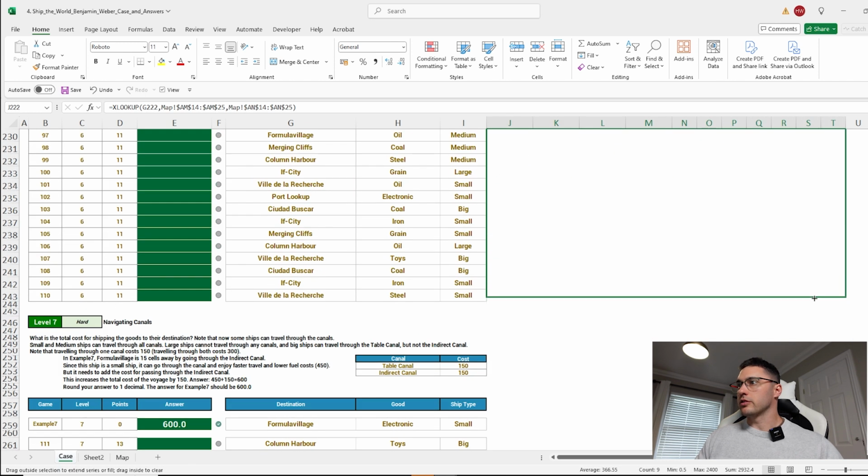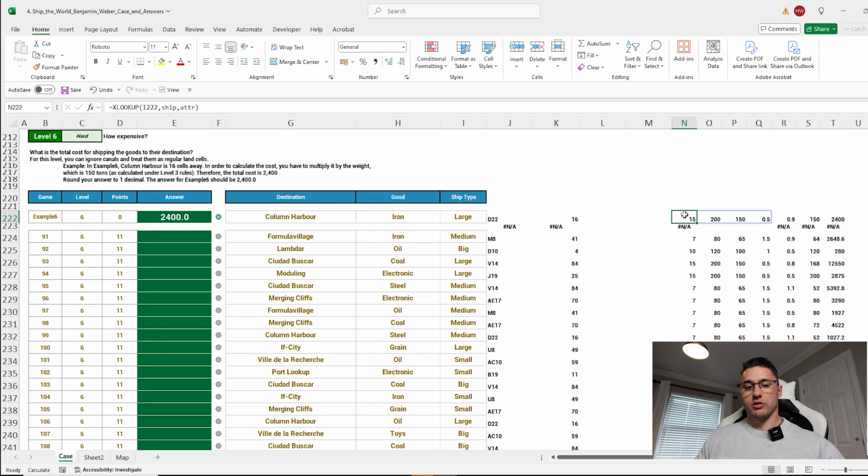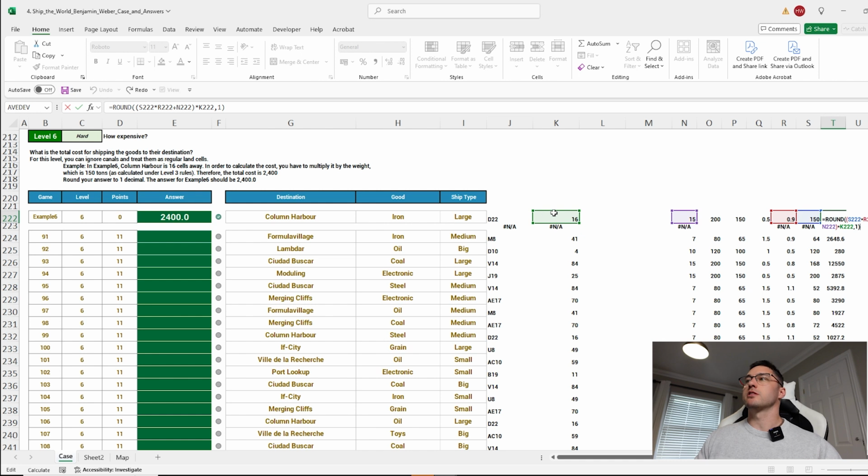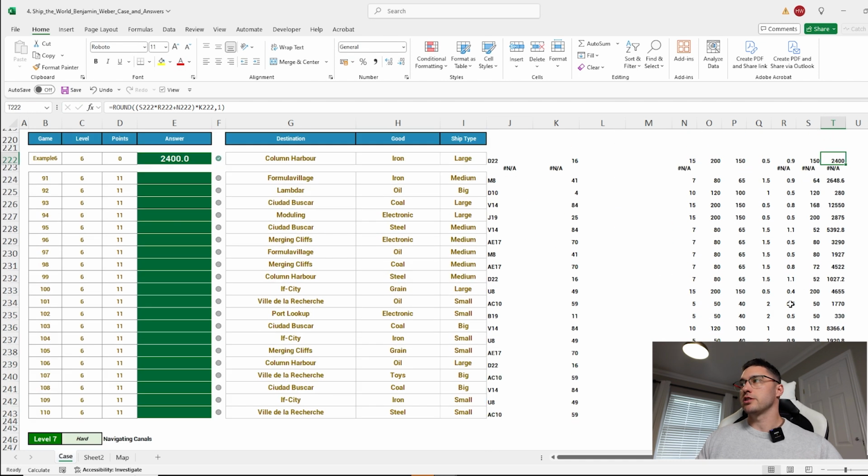So that might have looked a little complicated what I did. So I've looked up the ship attributes, I've looked up the goods weight, I've figured out how many goods we have on board, and I've done the number of goods times by the weight of the goods plus the base weight of the ship multiplied by the distance, which is calculated as it was in the last question. So let's get those answers in.